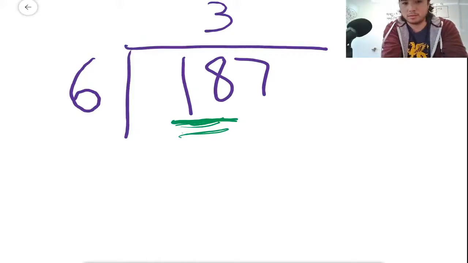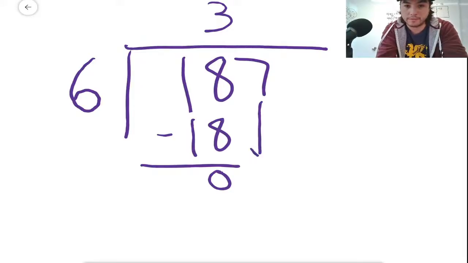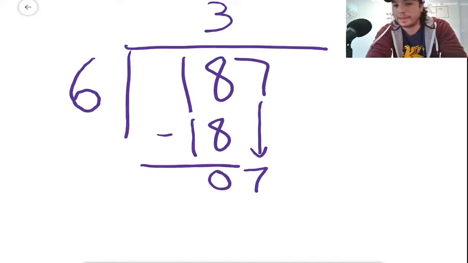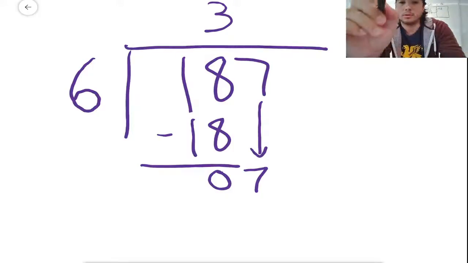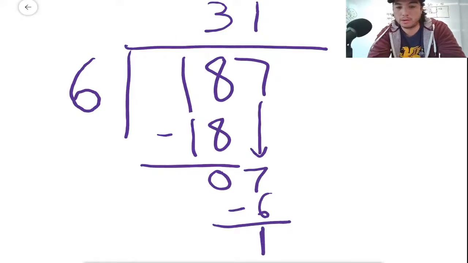Now let's do our subtraction. 6 times 3 is 18. 18 minus 18, that's 0. And then we have our 7 left over. How many groups of 6 can you make with 7? If I have 7 slices of pizza and I want to give 6 slices to a friend, how many slices will I have left over? So we have one group of 6. 7 minus 6 equals 1.